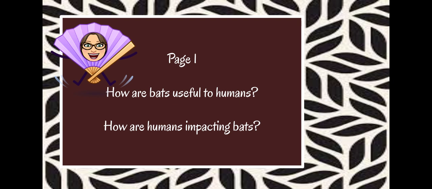Authors have a purpose for writing and a point of view. An author's point of view is what the author thinks about a subject. What do you think the author of this passage thinks about bats? If that is the author's point of view, what do you think the author's purpose for writing the text was?